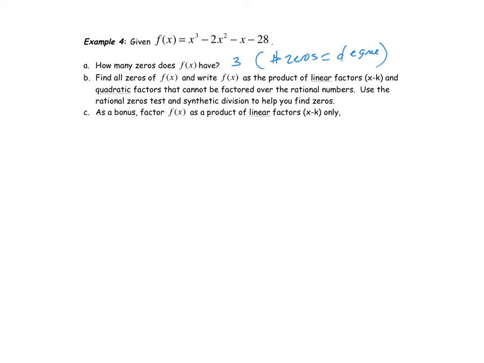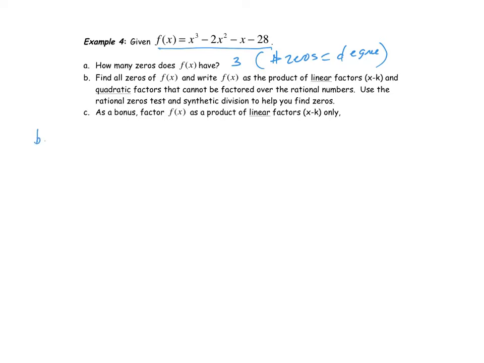Letter B says, find all zeros of f of x, then write f of x as a product of linear factors and quadratic factors that cannot be factored. That's normally how we factor things over the rational numbers. Use the rational zeros test and synthetic division to help you find zeros. So in the previous section, if we were given a cubic, we were always given 1 zero or one factor to help us get started. But here we don't have any information.